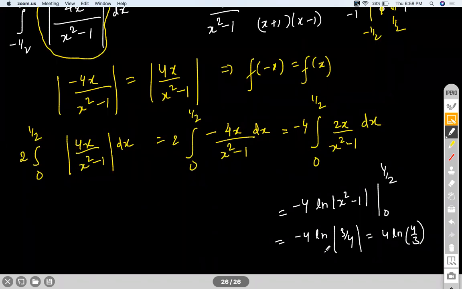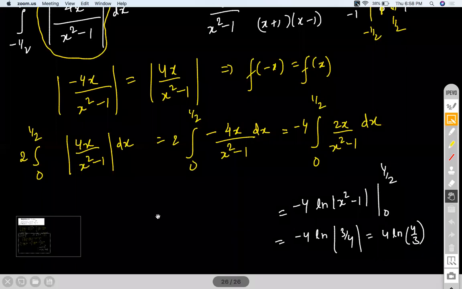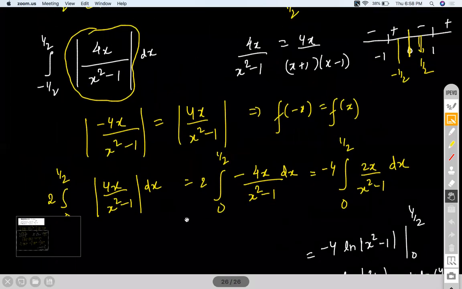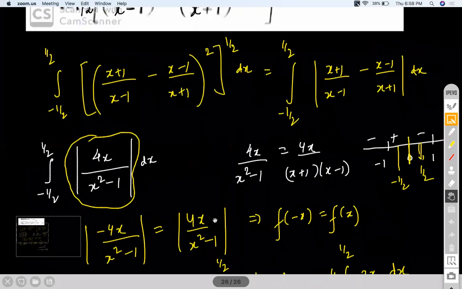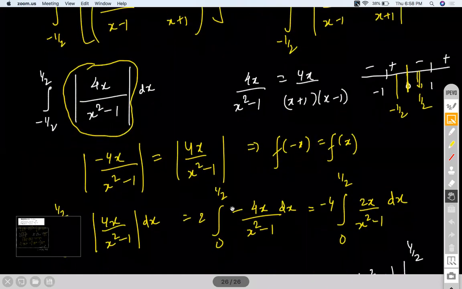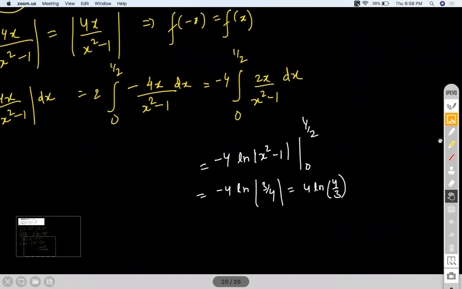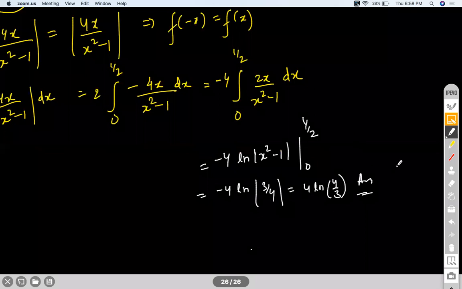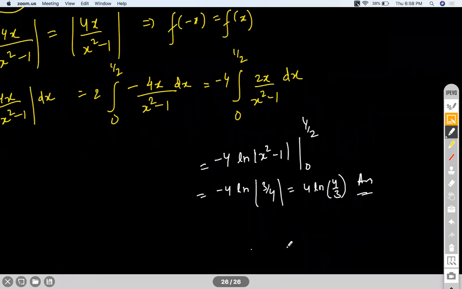Sir, isn't ln of minus 1 not defined? No, you are taking mod. Okay. So I think this is your answer. Sir, I didn't get it, actually. I missed by a constant, I think. Yeah, I missed by a constant. Is that fine, guys?